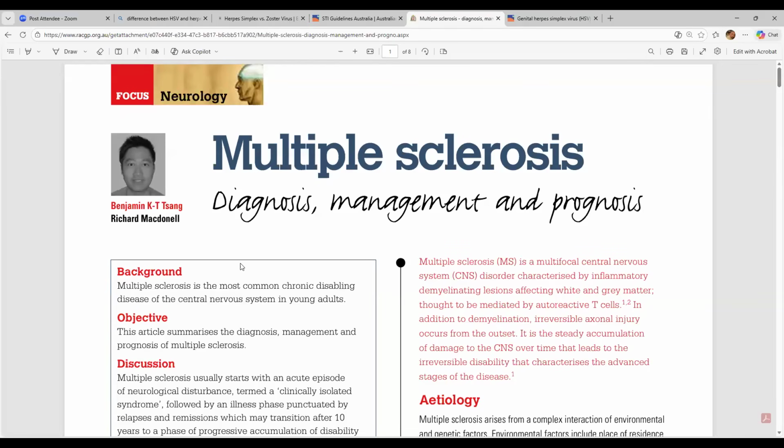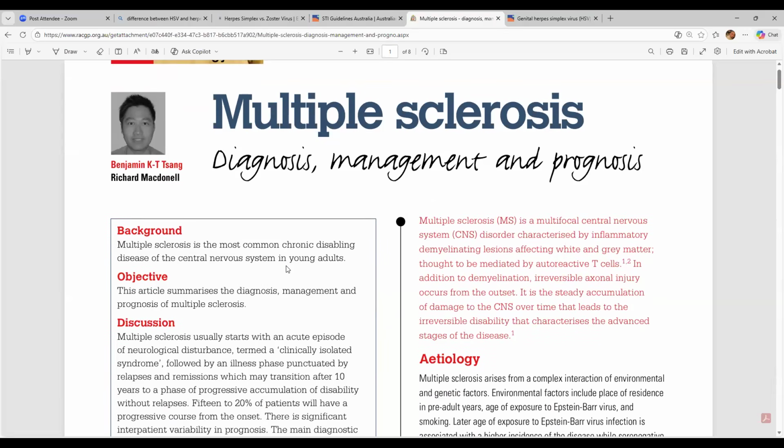Let me share my screen with you guys. So this is an article written by RCGP. I would recommend for you guys to study the topic from the John Murtagh, but this is something I have put over here for review only.